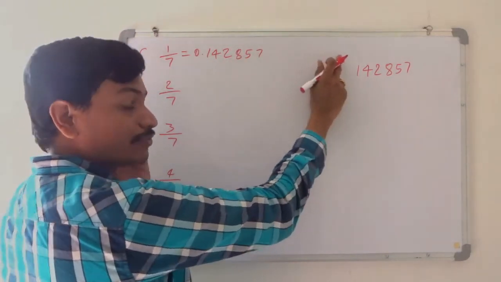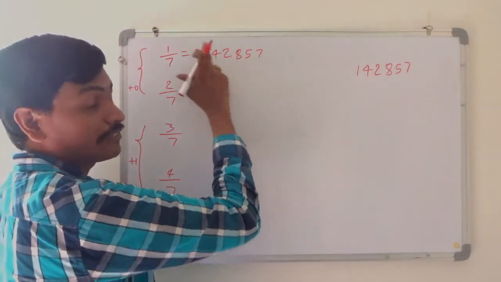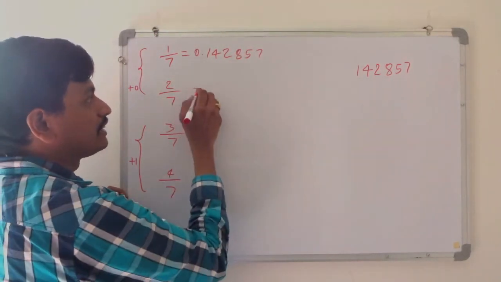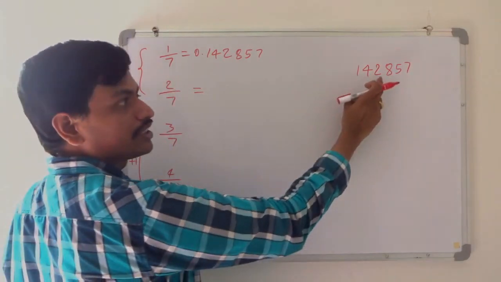0.142857, that is 142857 bar. So like this we get it. If the remainder is 2, start with the 2.